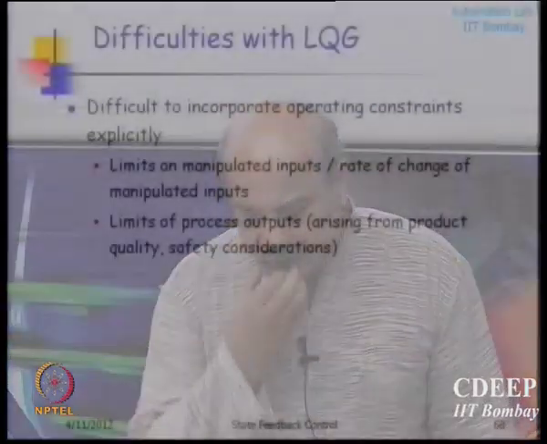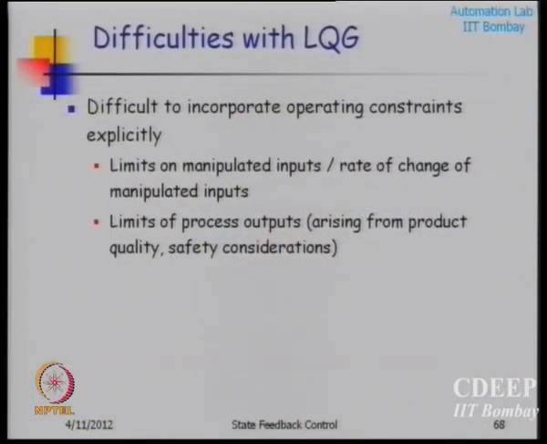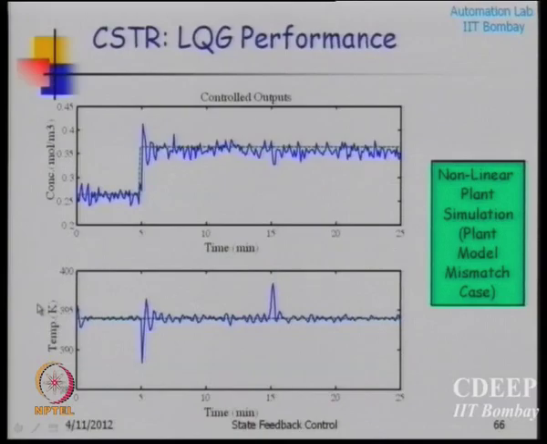So what is the problem? What are the difficulties with LQG? So LQG seems to be a good solution, very nice. Why did people think of moving away from it? What was required? I cannot impose constraints. Okay, for example, here if I wanted to say that, you know, the temperature should never cross 396, and actually it is crossing 396 here, okay, or it should never go below 390. Okay, can I say this in LQG controller?